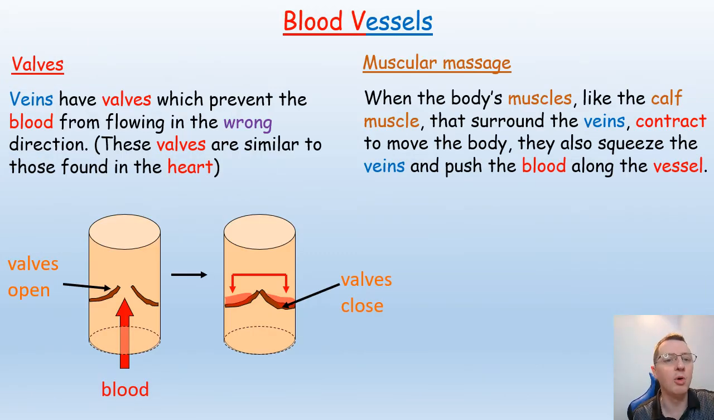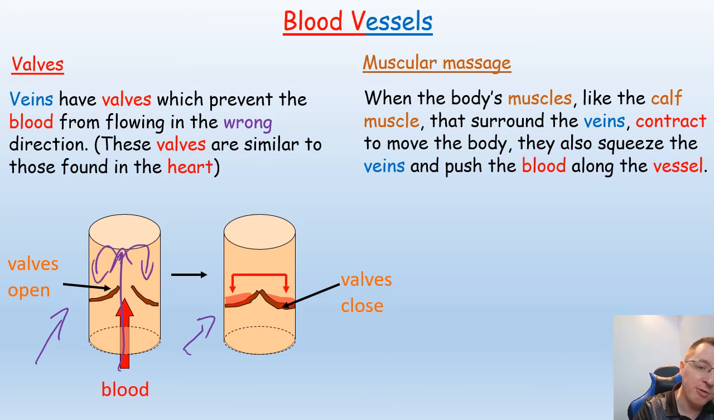Let's look in a little bit more detail at the veins and how the blood flows back to the heart against the force of gravity. So veins will have valves, and you can see the valves here on these two diagrams. And veins will prevent the blood from flowing in the wrong direction. So blood can flow up through the valves, but then if the blood begins to flow with gravity and flows backwards, it will then force those valves shut, and the valves will close and prevent the blood from flowing in the wrong direction. These valves are similar to valves that you find in the heart.